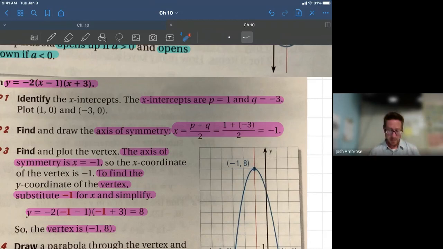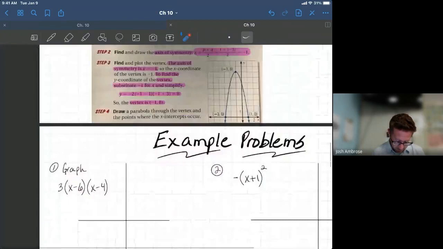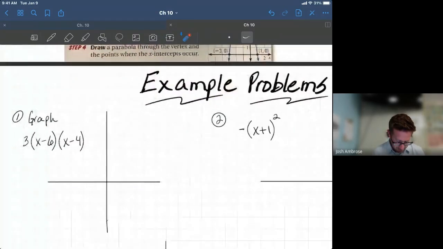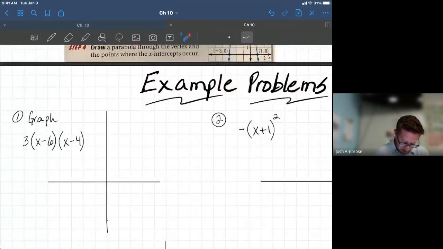Okay, so let's go ahead and try some of our own example problems here. All right, so let's do this first one. For starters, we have a positive 3, so we know it's going to make an open upward smile face parabola. Now we have to solve these parentheses. That's going to be our P and Q value.